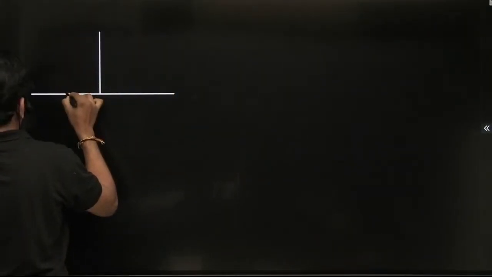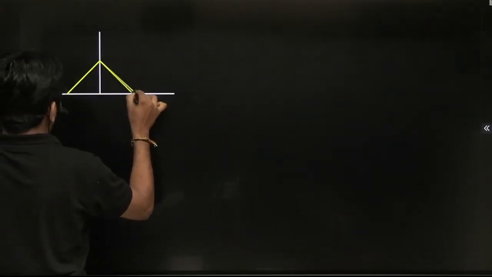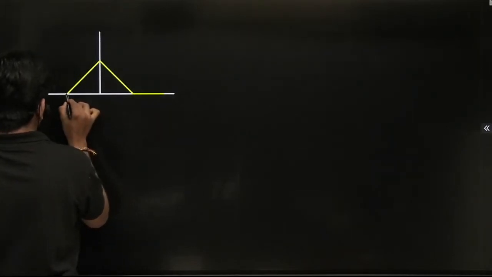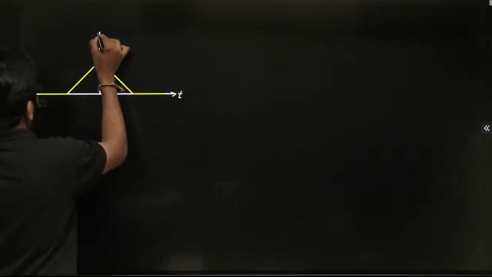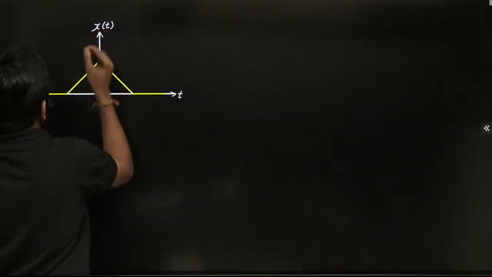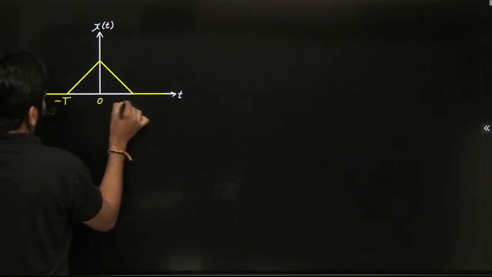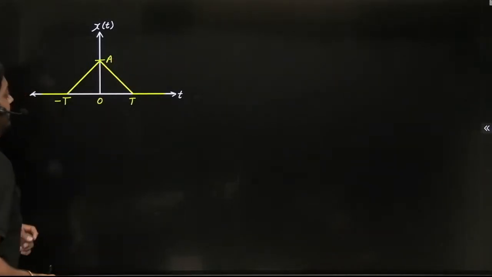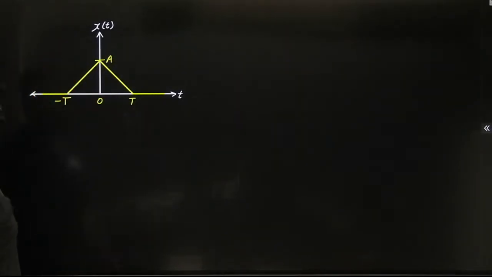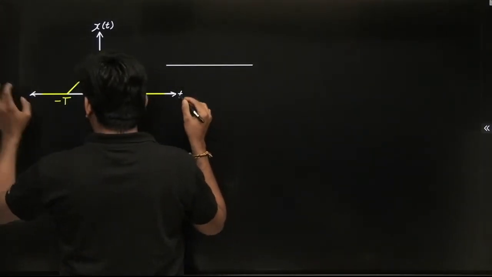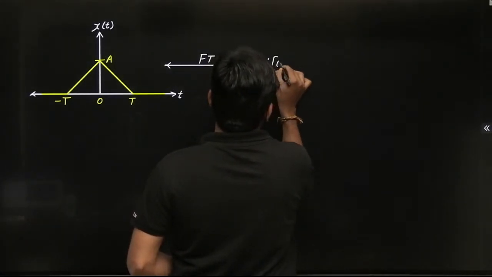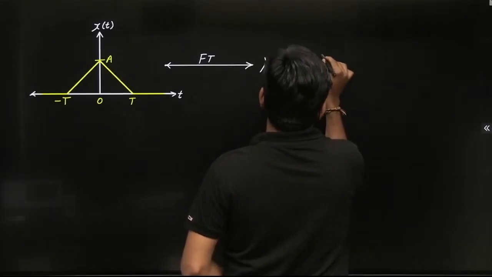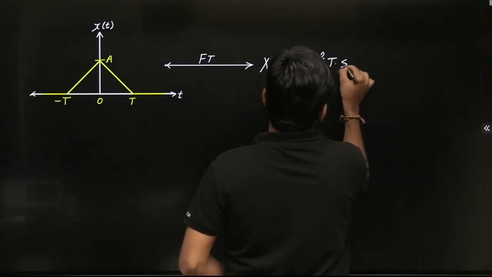A triangle function from minus T to plus T with amplitude A, then its Fourier transform is given by X of omega equal to A squared T sinc square fT.